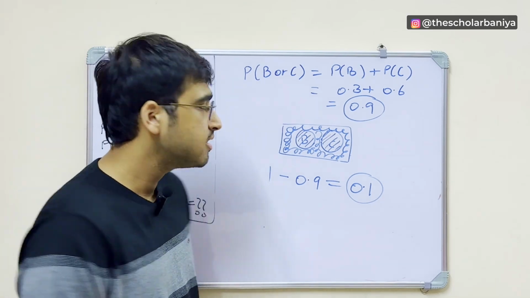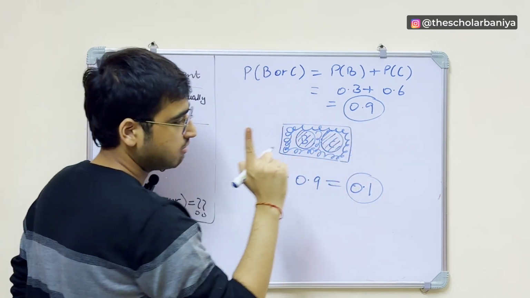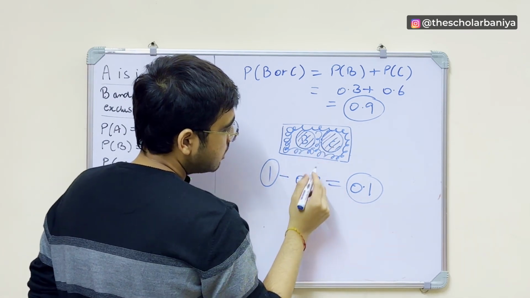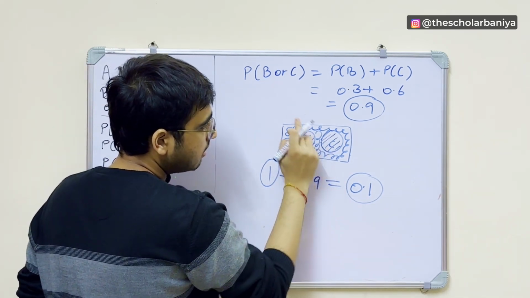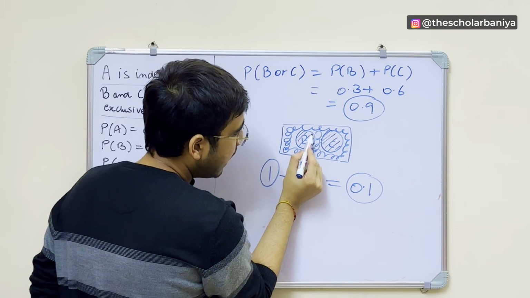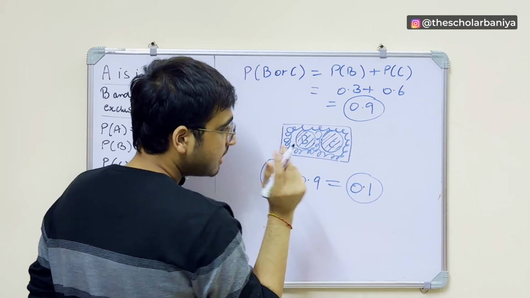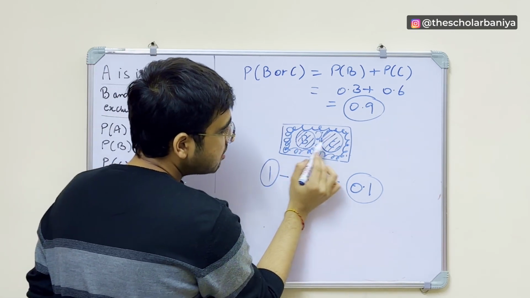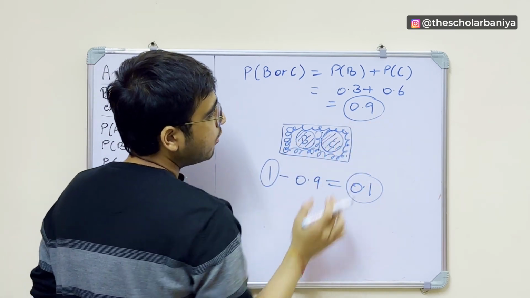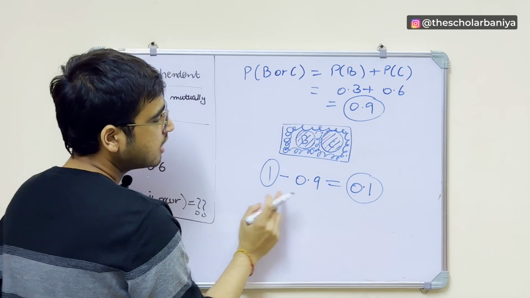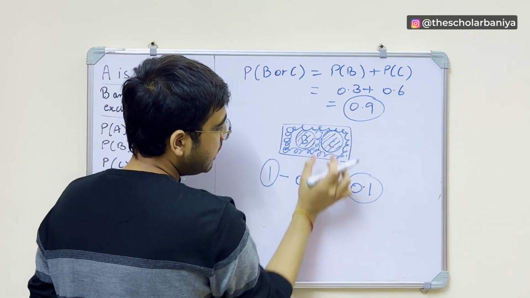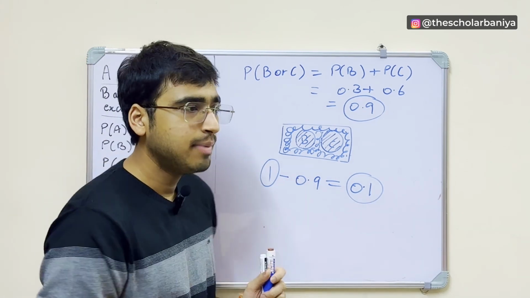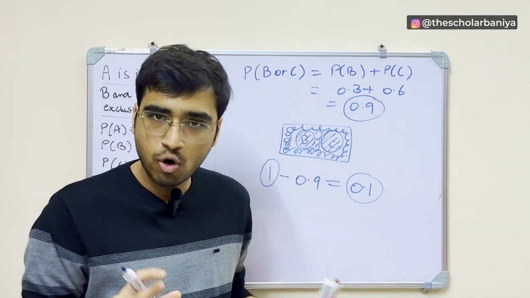I hope this makes sense. So this entire thing is 1, right? Minus BC. So we subtract from the entire thing, we subtract this and we subtract this. Therefore, we will get this entire outside part. And what is this plus this? This plus this is 0.9, as we have calculated before. So 1 minus 0.9 is 0.1. So what is 0.1? 0.1 is basically neither B nor C.